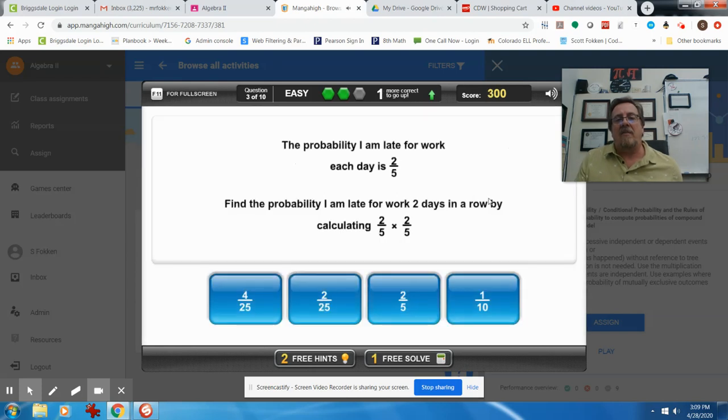The probability that I'm late for work each day is 2/5. Find the probability that I'm late for work 2 days in a row. Again, so I'm late the first day and I'm late the second day. That's going to be 2/5 times 2/5. So you just multiply 2 times 2 to get 4, and 5 times 5 to get 25. So it's 4/25.